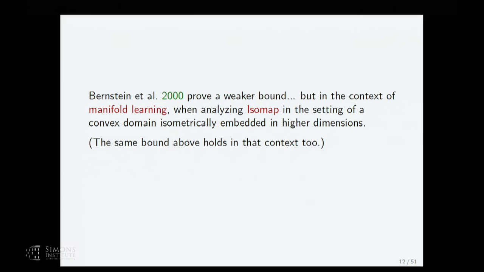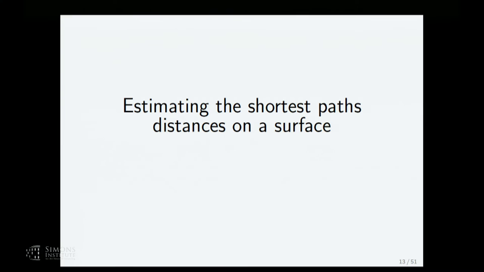So what we did in the paper with Thibault Le Gouic is we revisited this and connected with some results by Dubins in robotics in the 50s, and showed that we could get a similar result as Bernstein and others got in 2000 for Isomap. And then we extended this to constrained paths where we constrain their curvature.